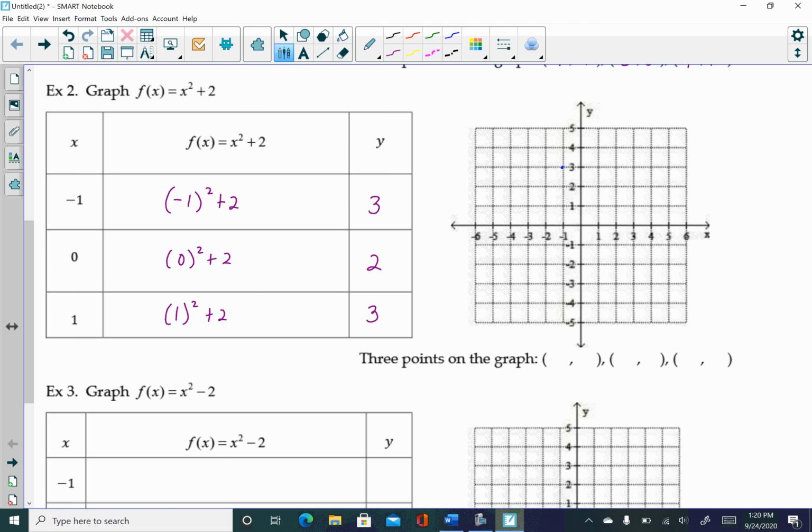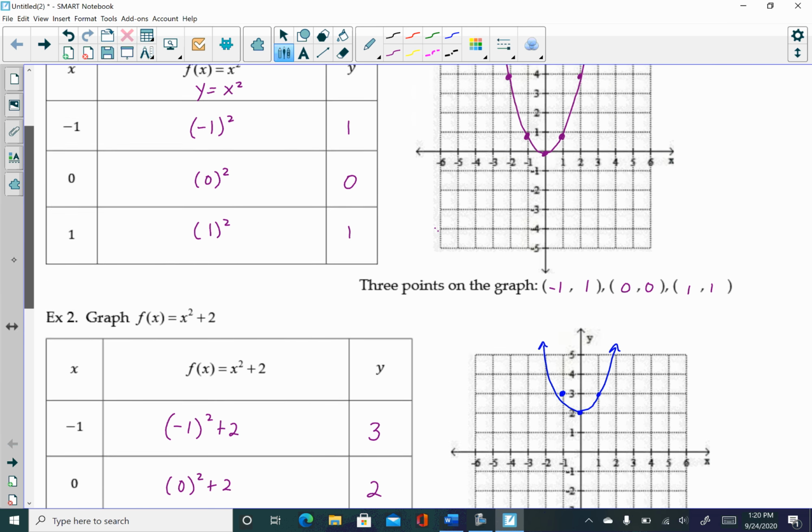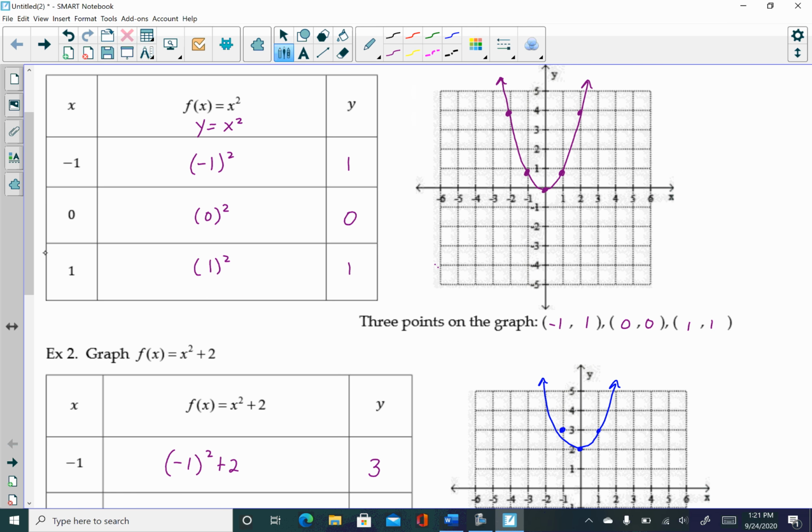-1, 3, 0, 2, 1, 3. So remember, it's still our parabola, but now if we compare that, if I can get it on the same screen here, good. Now I can compare this. Notice how here was my first graph, here's the second graph. The only difference was that I put this +2 at the end, so we can surmise then, what does that +2 at the end do?